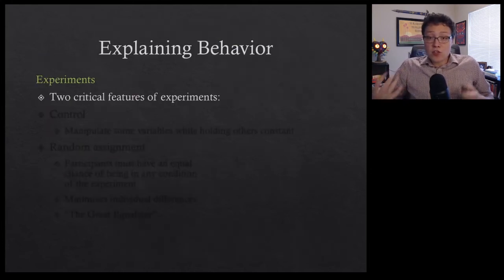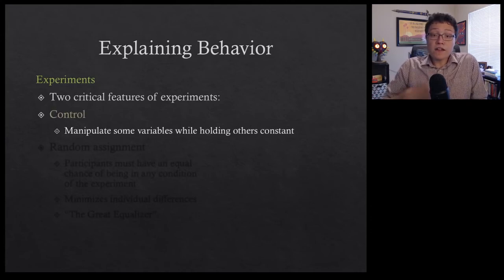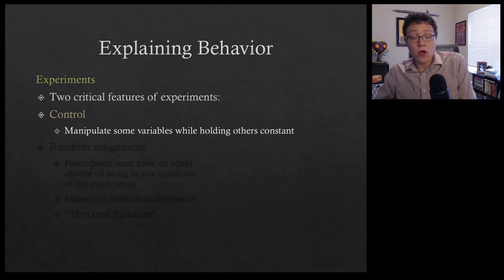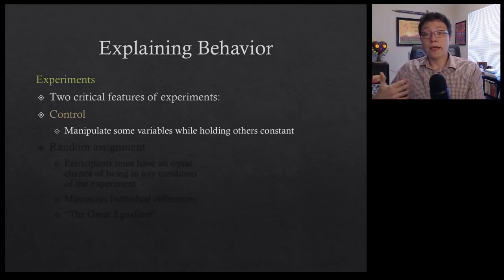So with experiments, two critical features of experiments: oftentimes, not always, will they have a control variable. So we might manipulate some variables while holding others constant. That doesn't mean you have to have a control variable; we can control other things. We might control the location in which you perform a study. We might control the questions you are given. We might control whether or not you have your phone with you to distract you. If you've been part of a study, you probably have been told to put away your phone. But we can also have control conditions, like in the last slide.